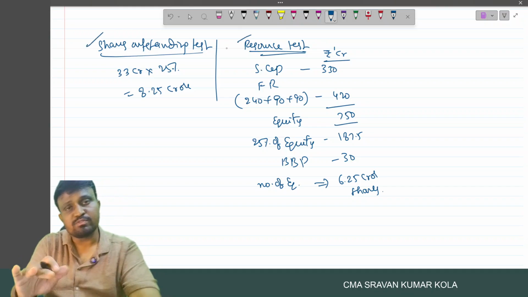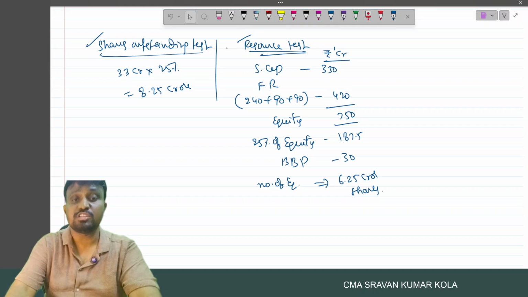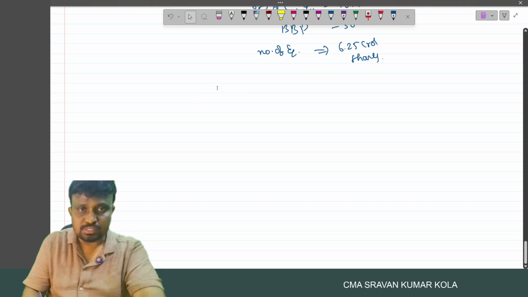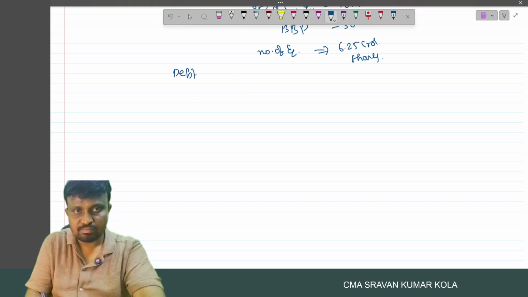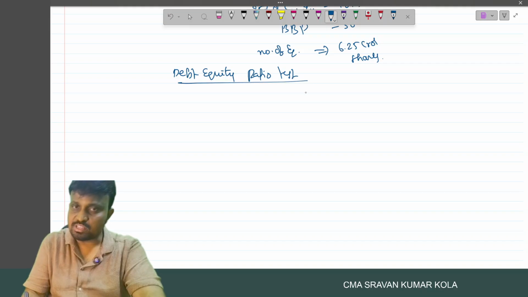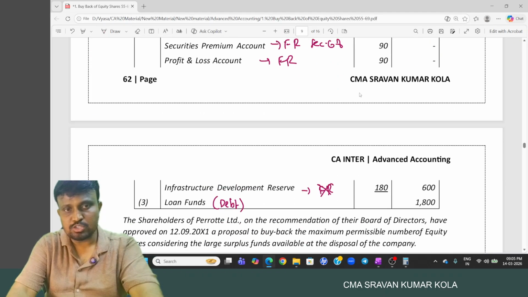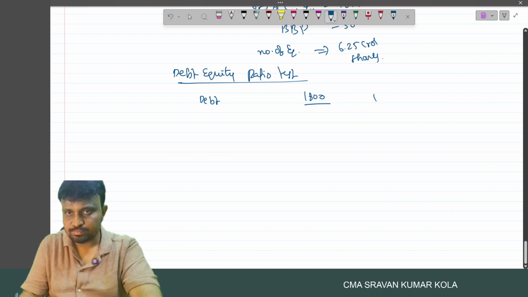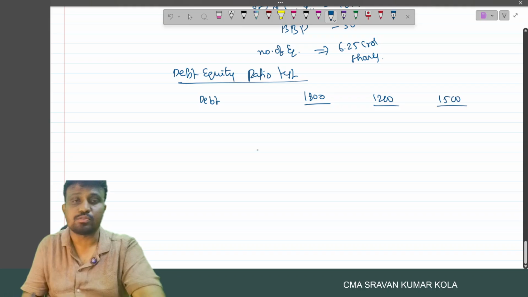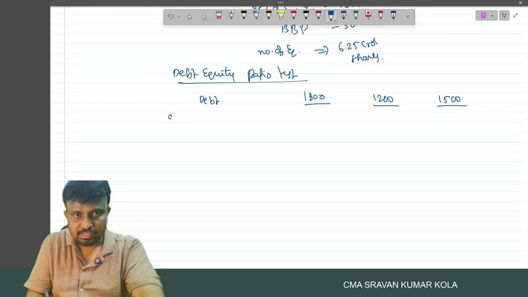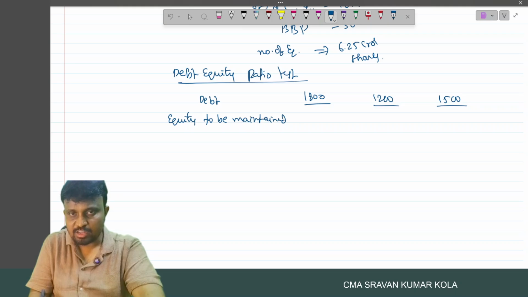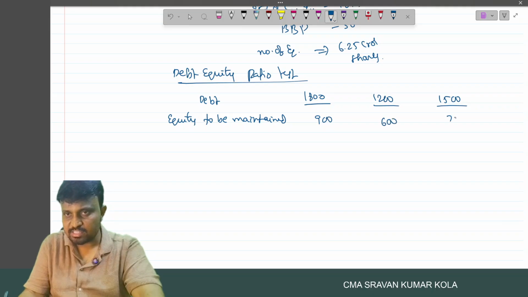And these two are common for any amount of debt. Only the debt equity ratio changes. And the third one, debt equity ratio test. What is the first one? First, debt. Case 1, 1800 crore. Case 2, 1200 crore. And case 3, 1500 crore. So this is the debt we have. And equity to be maintained is half of the debt, which means 900, 600, 750.